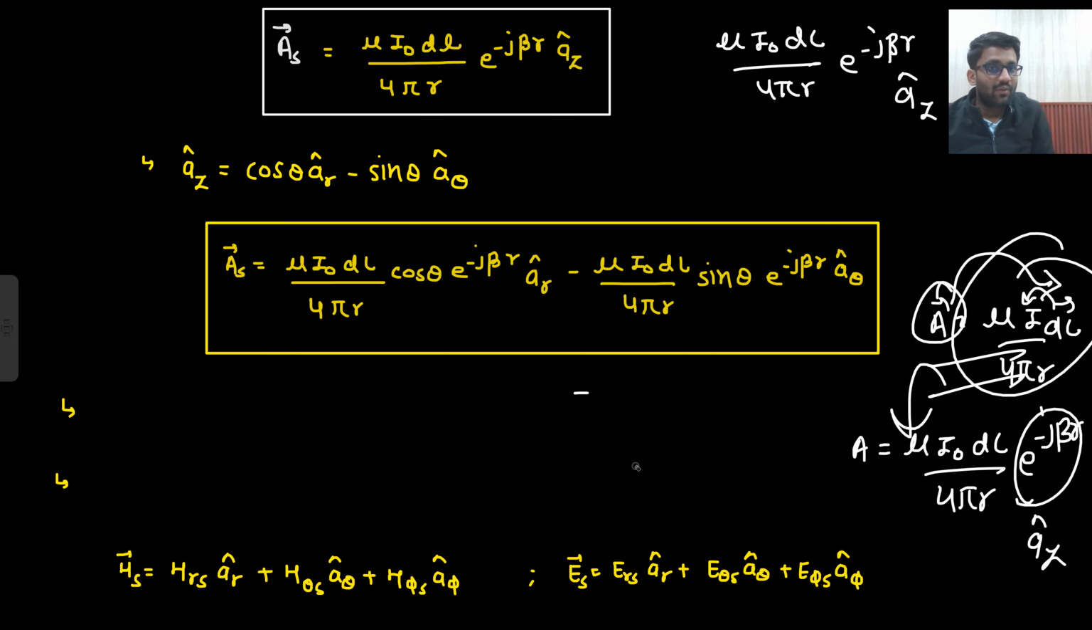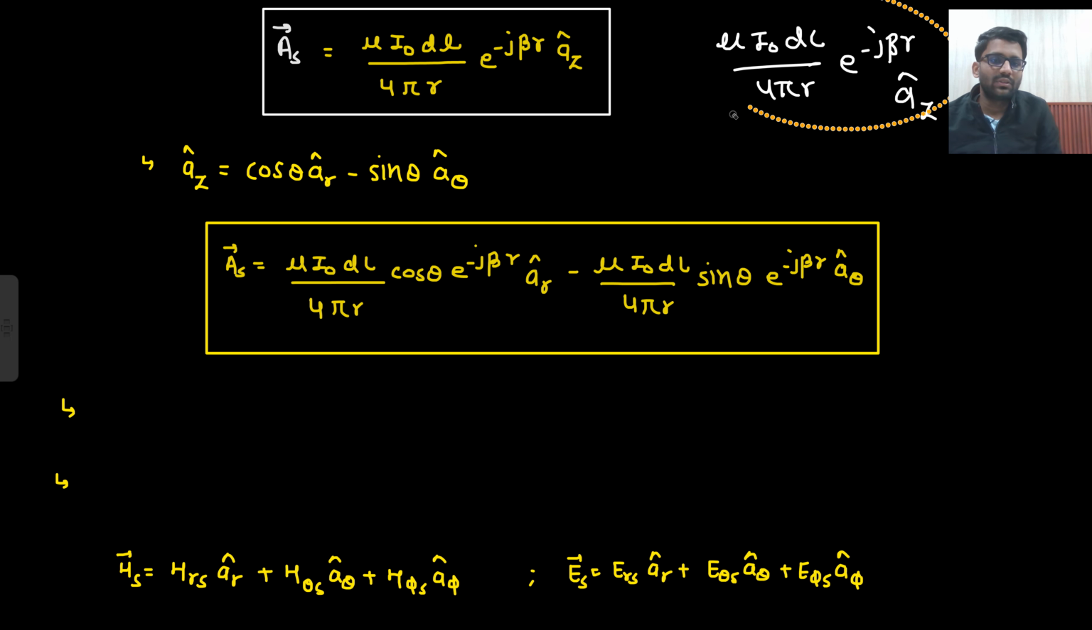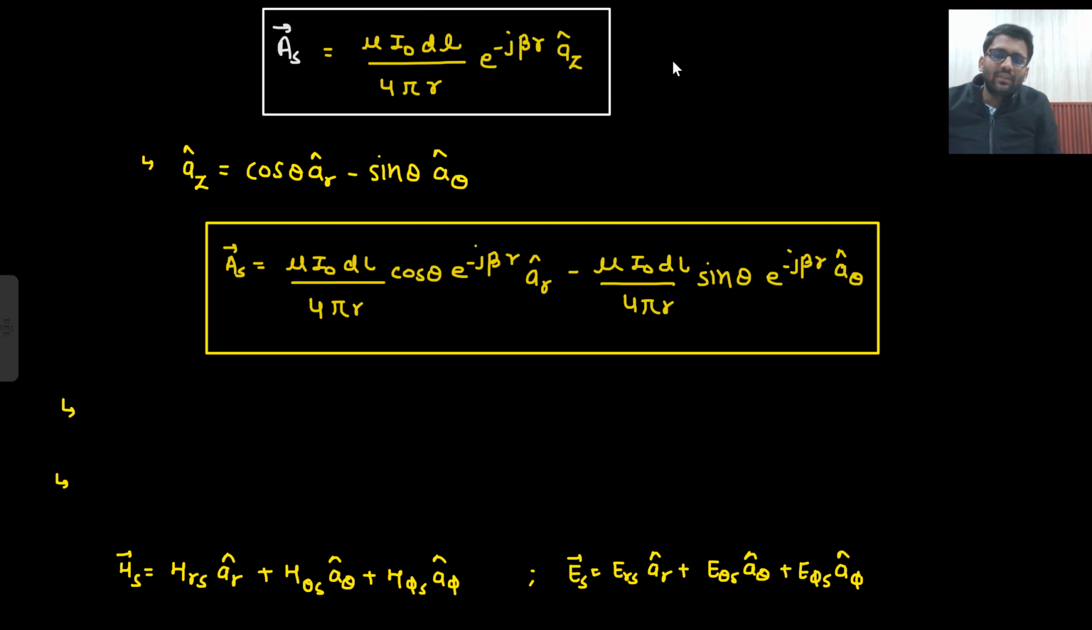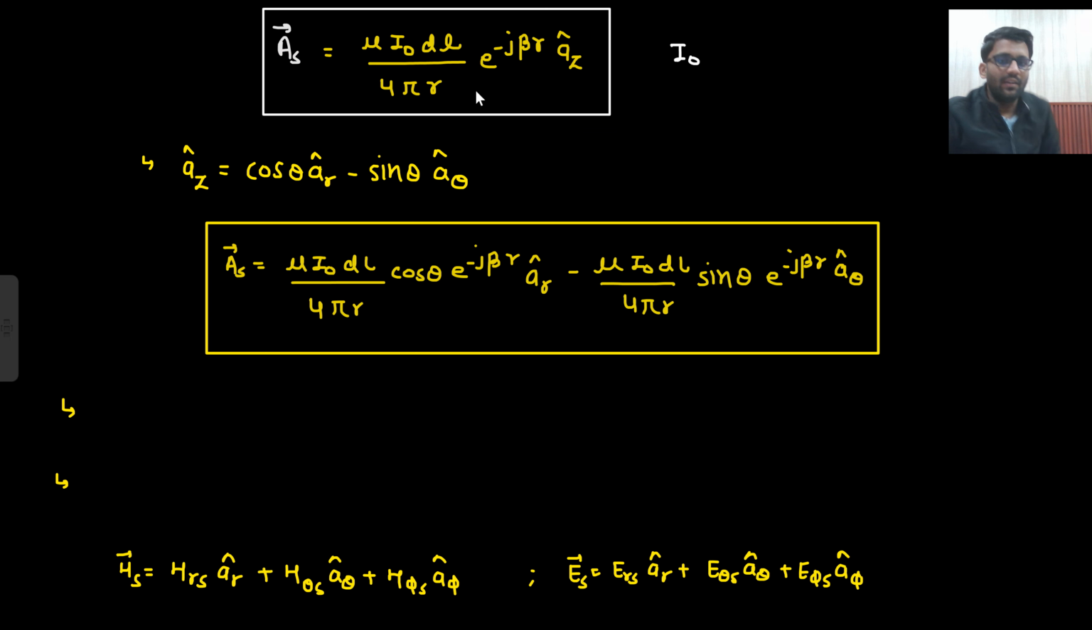What is the I naught here? I naught is the peak current of the current source. So here I am not writing I, I am writing I naught. Your I is I naught cos omega t. When you take the phasor form, this becomes I naught e to the power minus j beta r. So here your I naught is the peak current.